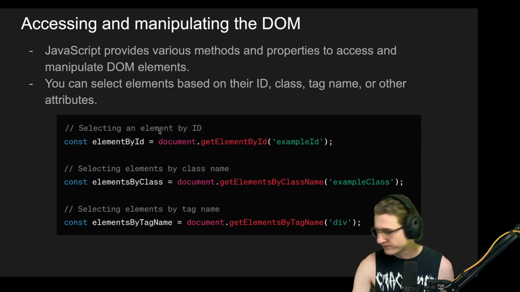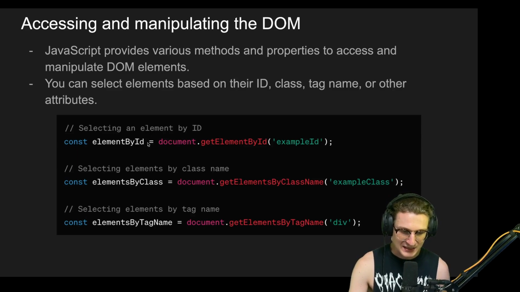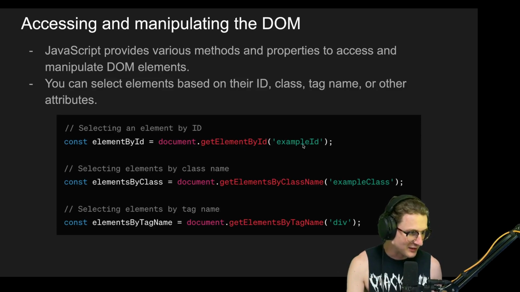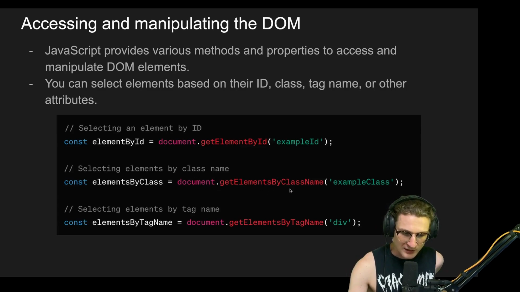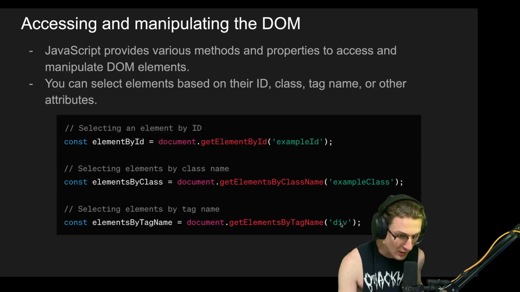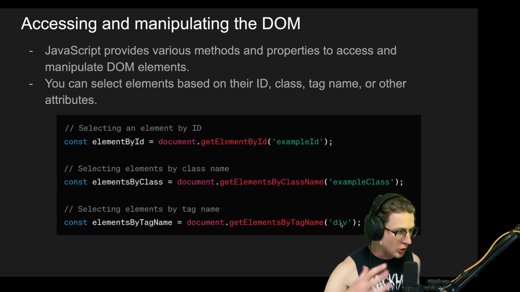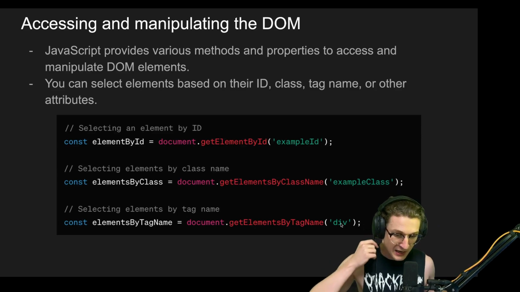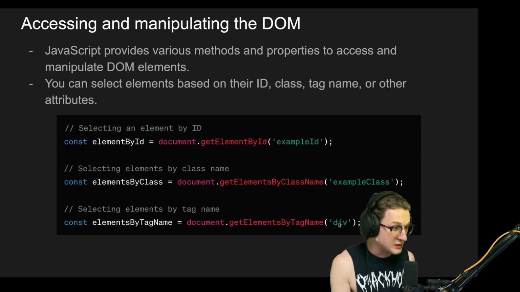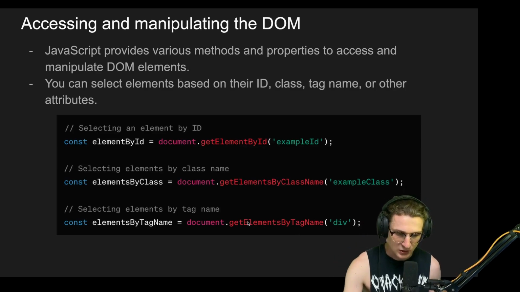We've got selecting an element by ID. Okay, so we're just getting an example ID here. And you can add an ID to an HTML tag, just like a class name. Selecting elements by class name, this is what you'll be doing a lot of times. Get elements by class name. And selecting elements by tag name, right? So here we're actually grabbing a div. Maybe you have a footer element, and you can just access it by its name because it's the only footer there. So that's when it's good to use this.